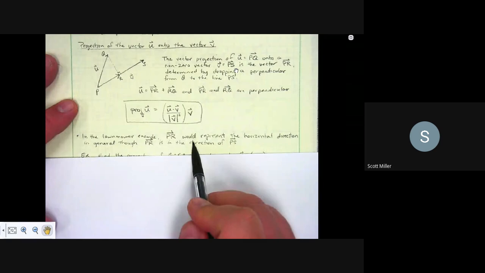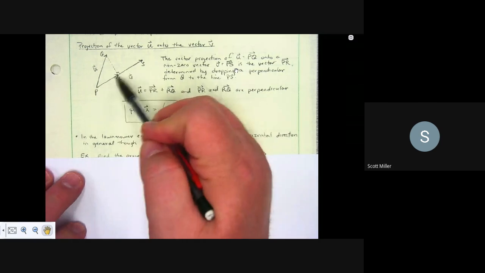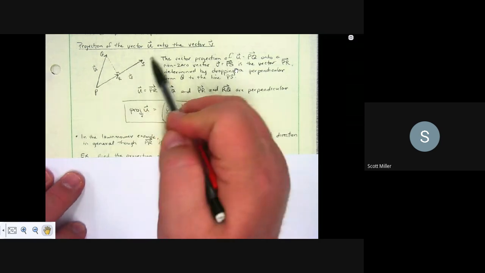And so in the lawnmower example, PR would represent the horizontal direction. In general, PR is in the direction of PS. So this is in the direction of that vector is what it boils down to. So I'm going to show you how to walk through this formula. So I'm going to do another example for you and show you how it goes through the process.